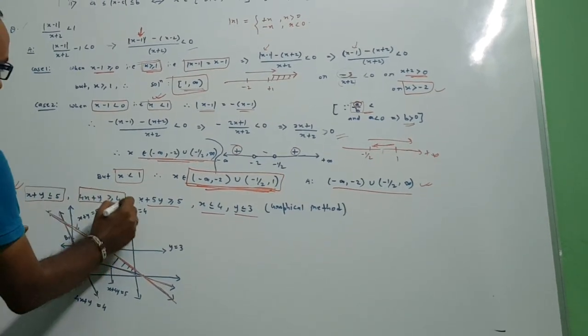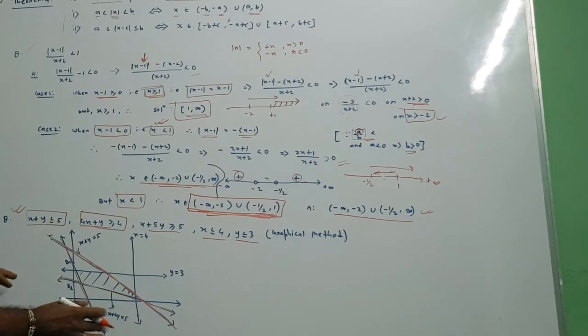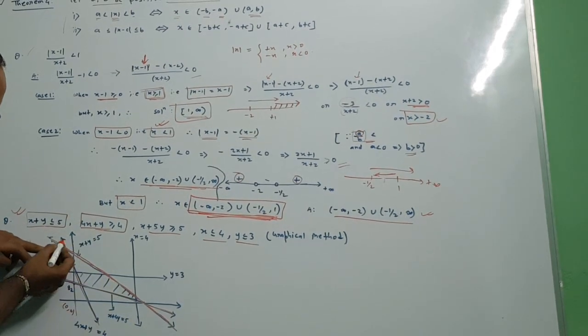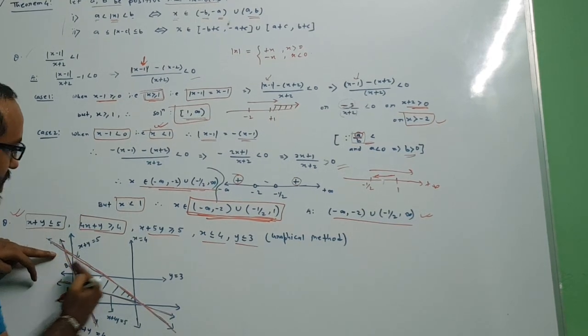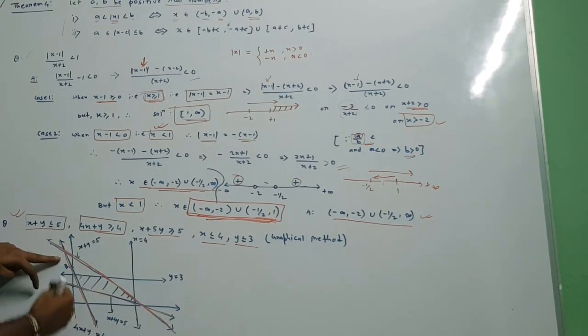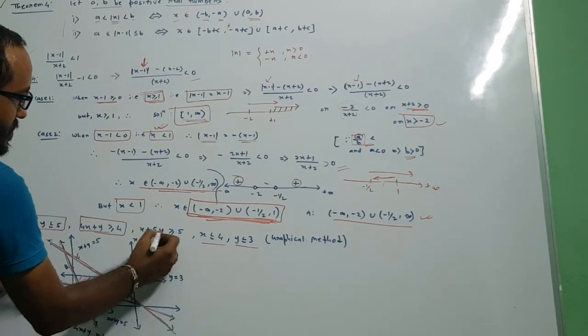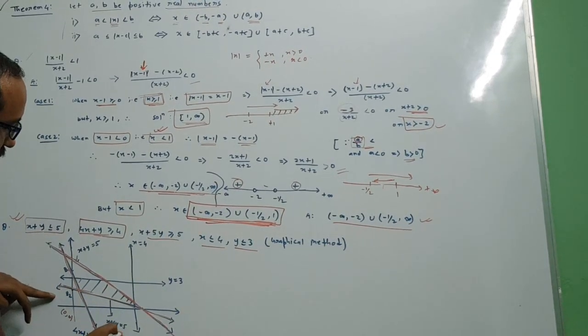And on this side, apply x equals 0, y equals 0. 0 is greater than 4 is false. So for the line 4x plus y equals 4, our solution will not contain the origin, so our solution would be on the right hand side of this line. In the next line, put 0, 0: 0 is greater than 5, false again. So this is our line x plus 4y equals 5.